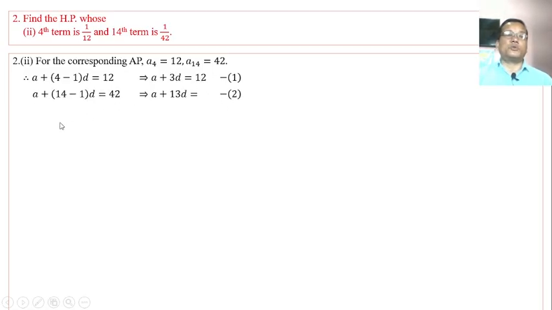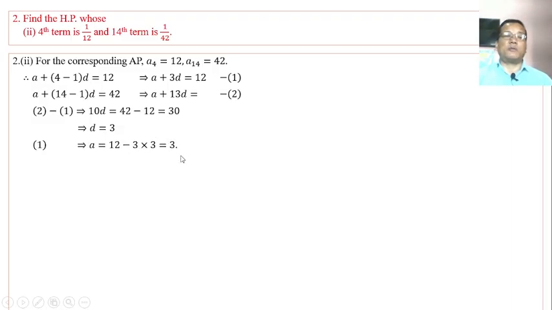Similarly, A14 gives equation 2. From equations 1 and 2 we have to solve for A and D. Subtracting equation 1 from equation 2, we get the D value, which is 3. Substituting the D value into equation 1, we get the A value.